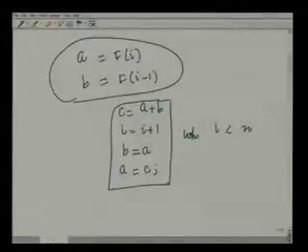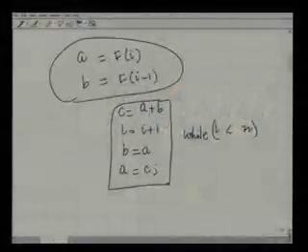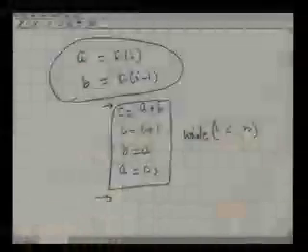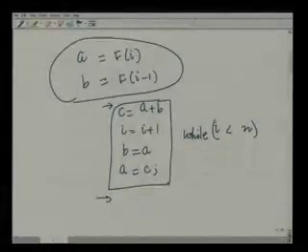So this will be repeated as long as i is less than n, because as soon as i becomes equal to n, this invariant tells us that the value of f(n) is nothing but a. So we stop doing this computation at that point in time. Note that if at this point it was the case that a is equal to f(i) and b is equal to f(i-1), then at this point in time it will also be the case that a is equal to f(i) and b is equal to f(i-1).